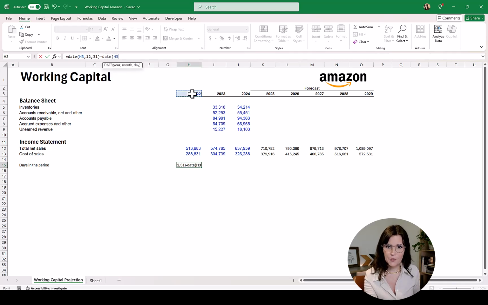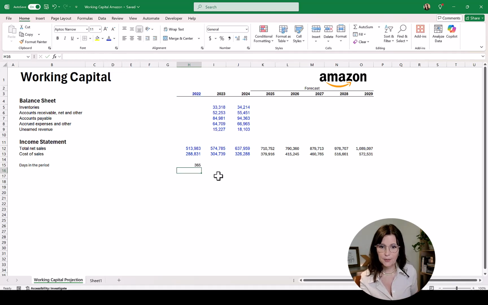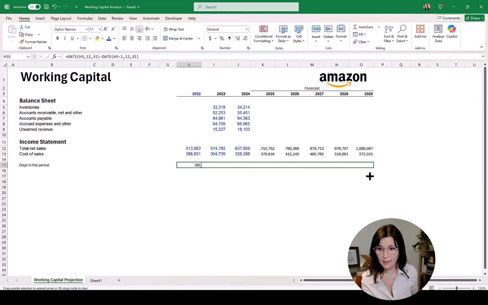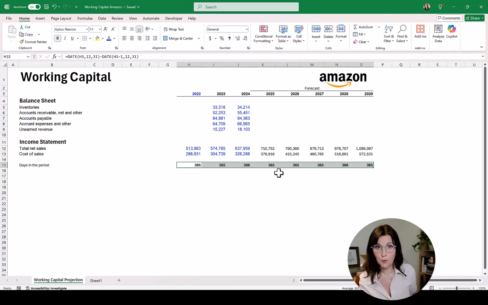And now I'm going to use this year minus 1 and 12 and 31st, which is the last day of last year. And when I do that, I have 365 days in the year of 2022. So I'm going to just pull that to the side. And now I have exactly how many days I had on each one of those years. So that's what I'm going to use to calculate the days of each one of those accounts.